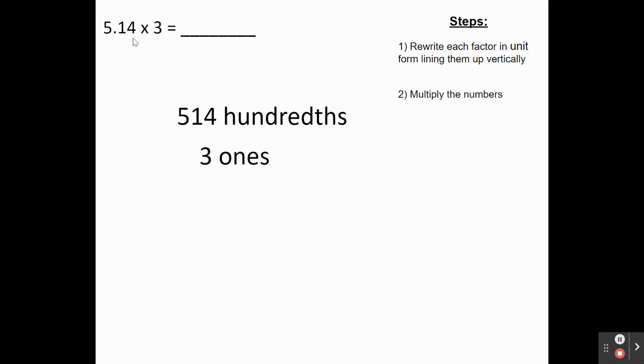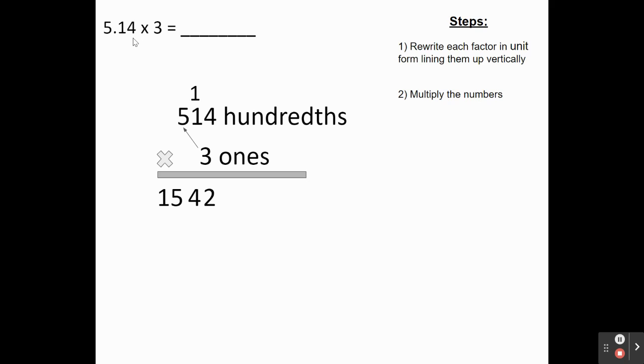Let's start by multiplying the numbers. First, we're going to multiply 3 times 4, which is 12. So we'll place the 2 down below and regroup the 1 to the next place value. Now let's multiply 3 times 1 and add the 1 that we regrouped. So 3 times 1 is 3, plus the 1 we regrouped is 4. Now we can multiply 3 times 5, which is 15.